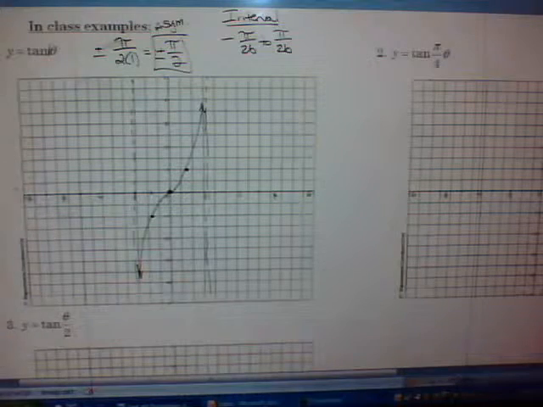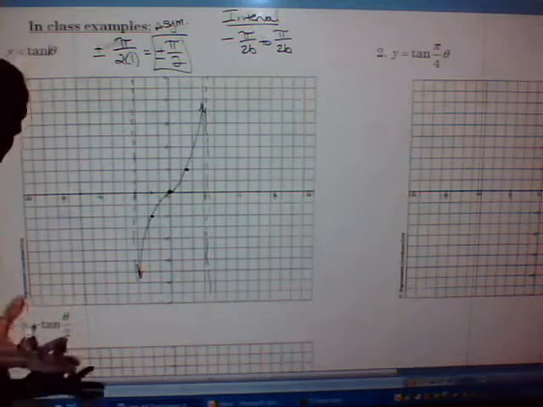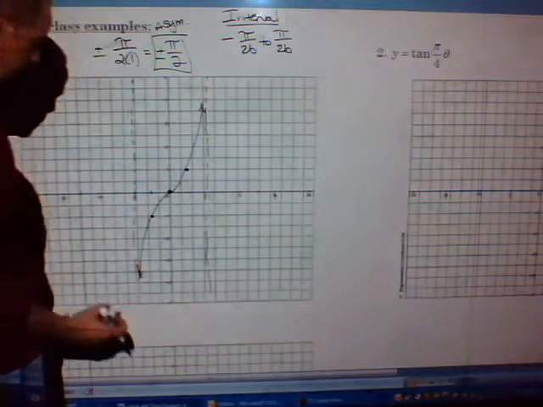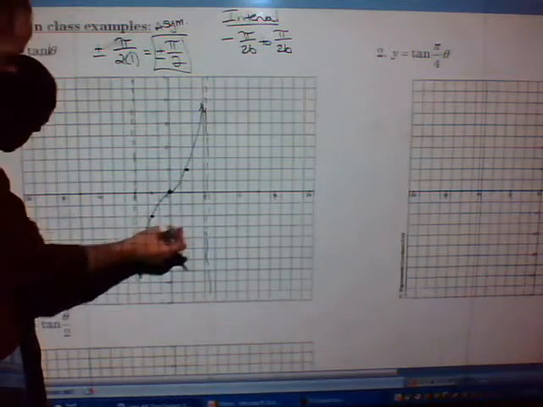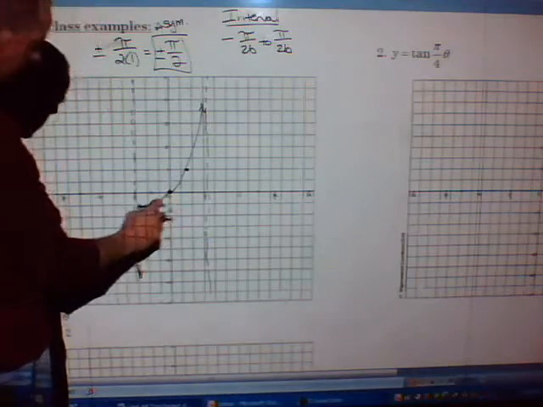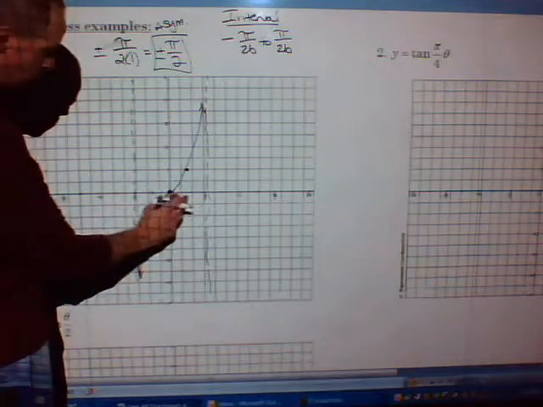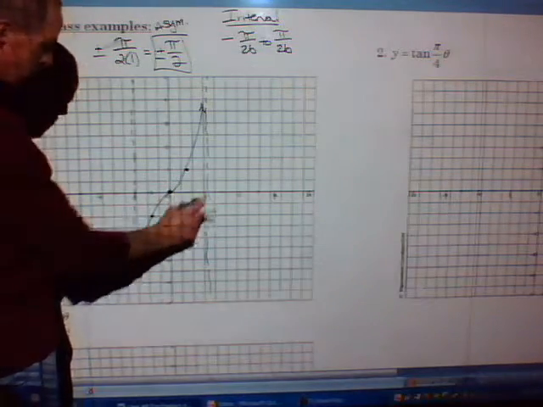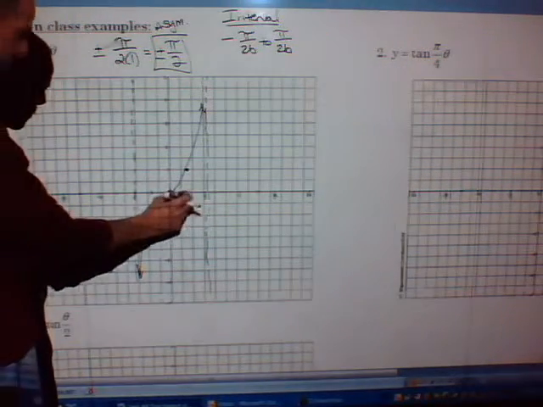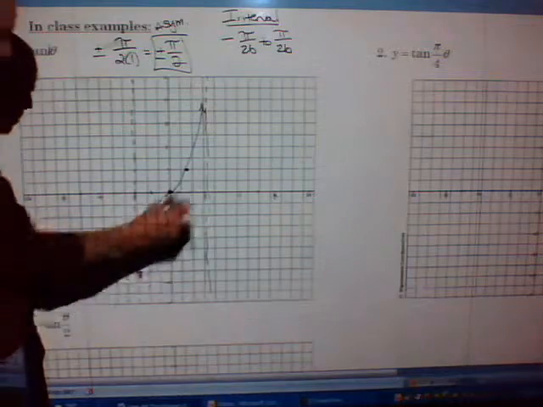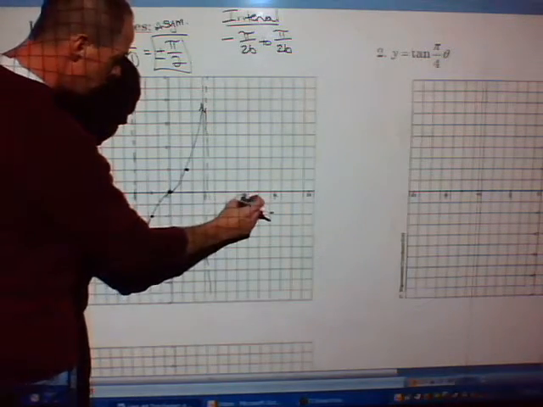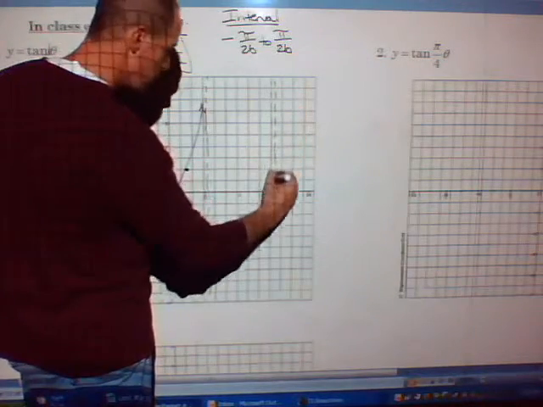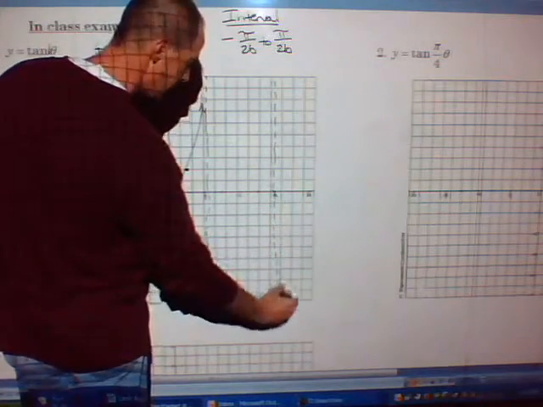Now, if we wanted to find a second cycle, we would need to know what the distance is between here and here. Just counting it off, it looks like there are 1, 2, 3, 4 spaces in between the dash marks there. So there's 1, 2, 3, 4. Okay, so your next asymptote would be located right here.